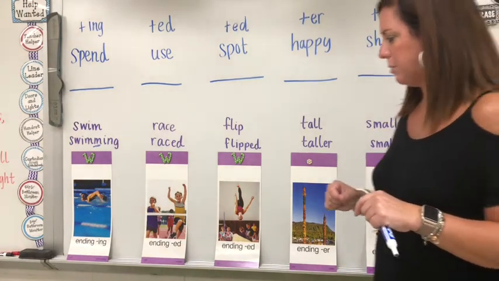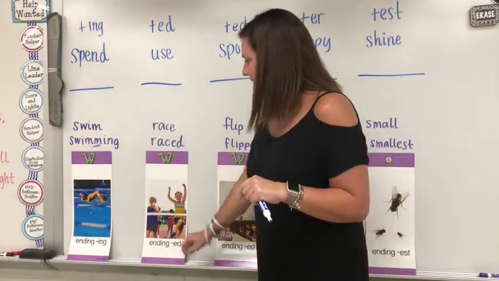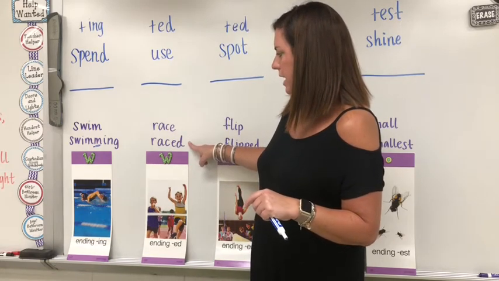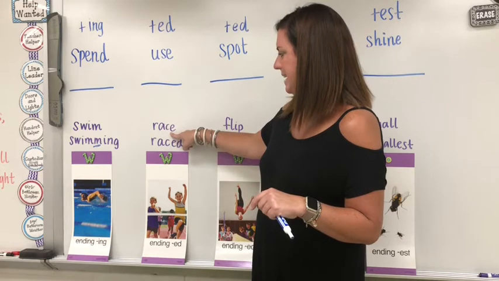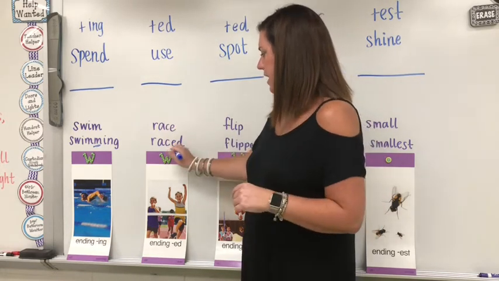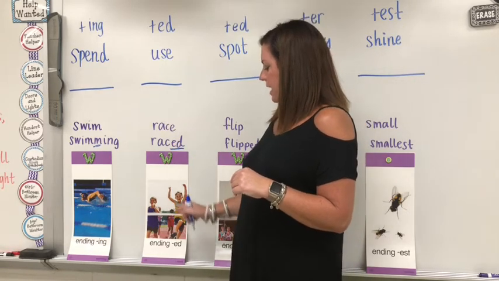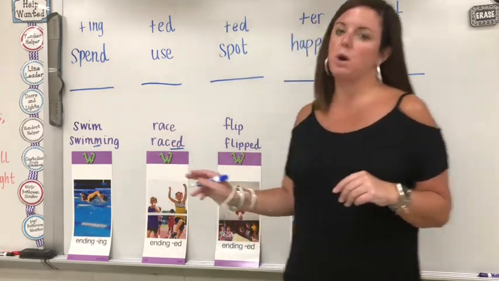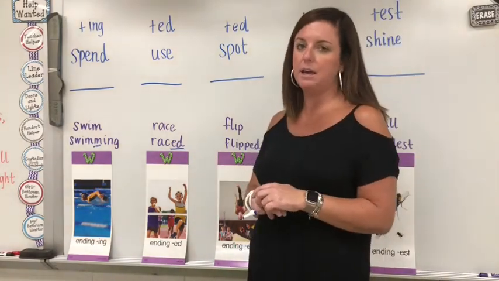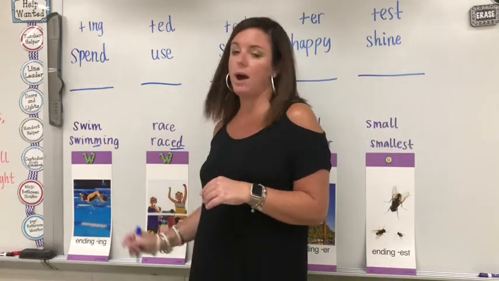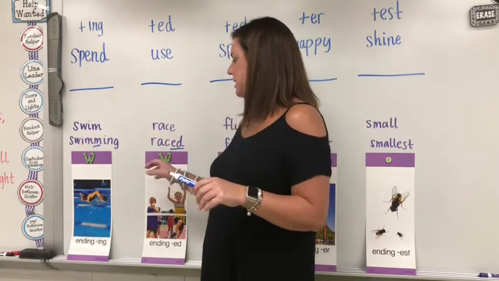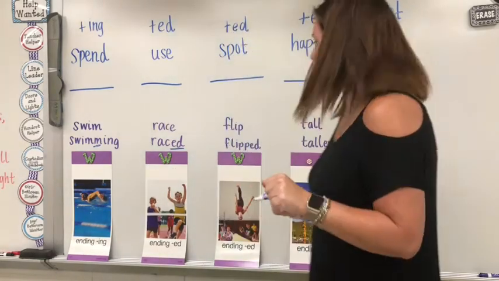The other ending we're going to talk about is ed, okay? This person raced someone. If a word already ends in E, you don't want two E's. You drop this E and then you add the ed ending. Ed ending usually makes words mean they happened in the past. We raced yesterday at PE, but we are swimming right now. So ing means present time, ed past time, okay?